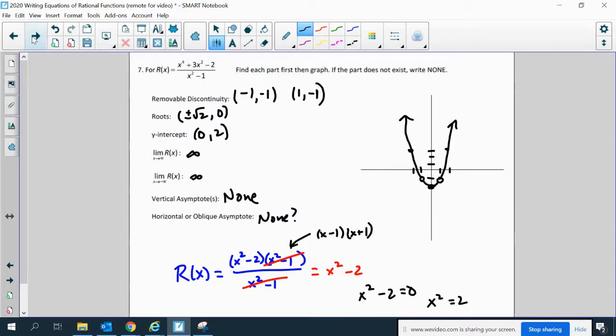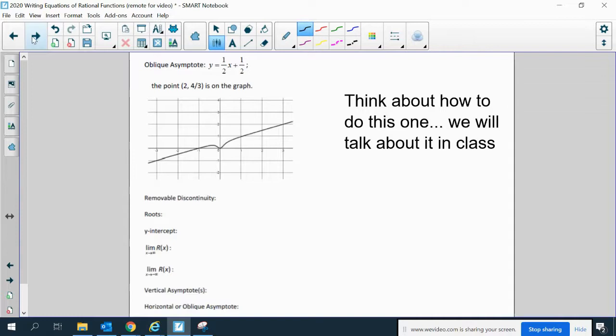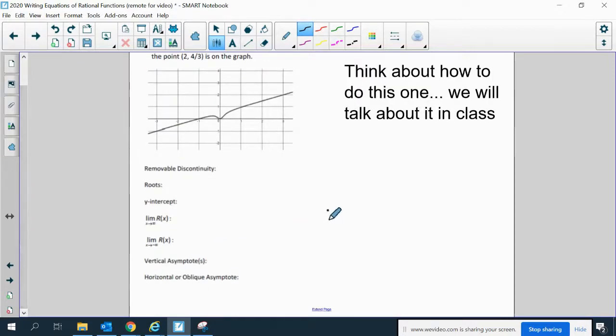Now, the last thing I want you to do is think about this problem. We're going to talk about it in class. Think about how to do it. You're given the oblique asymptote, and you're given another couple of pieces of information. You are given the roots here. So if you know this, can you figure this stuff out? And can you determine what the function value or the function is? So what would r of x be?